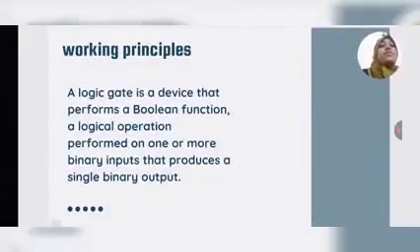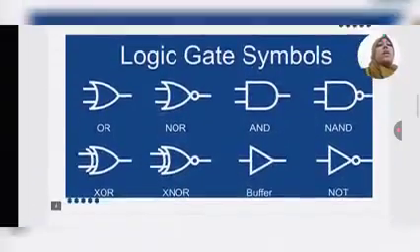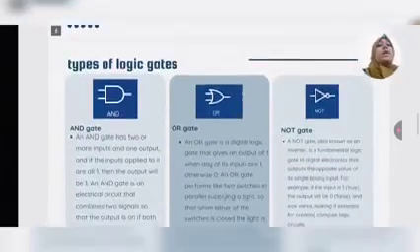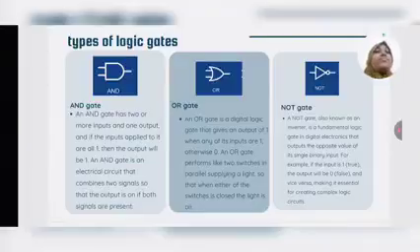Working principles of logic gates. A logic gate is a device that performs a Boolean function, a logic operation performed on one or more binary inputs that produces a single binary output. See, there are logic gate symbols: NOR, AND, NAND, XOR, XNOR, buffer, NOT. Types of logic gates. There are more types of logic gates.